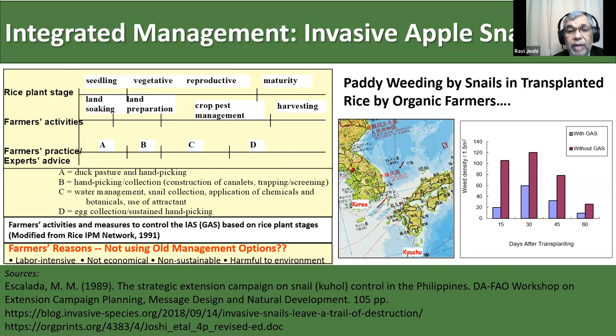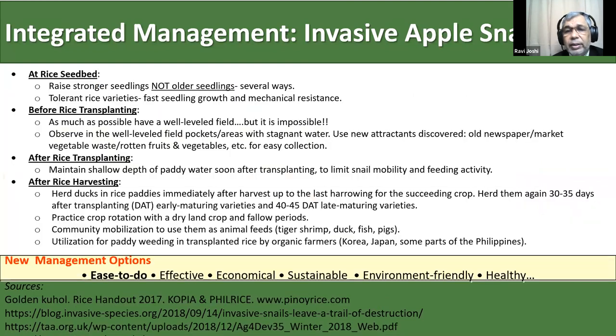The last one is the invasive apple snail. We have developed a technique where we are able to completely eliminate the use of chemicals. So these are some of the techniques that we have developed using the ecological engineering principles. And now farmers do not apply a single chemical for transplanted rice, but for direct seeded rice, we are still developing a technique on how to minimize the use of rodenticides.